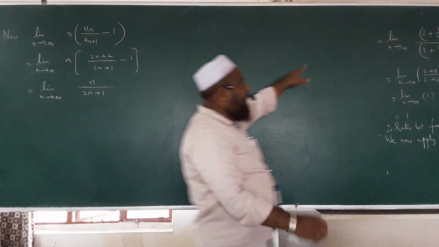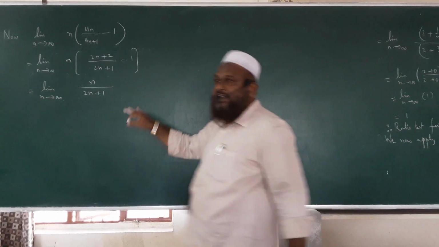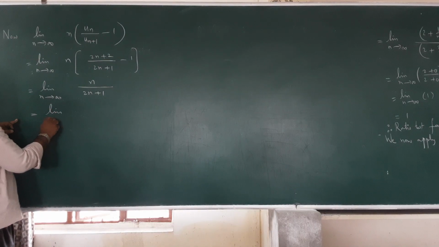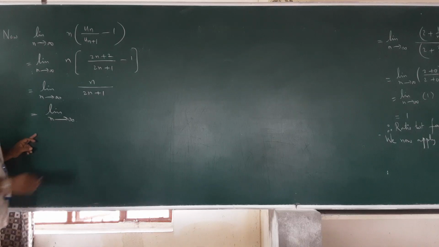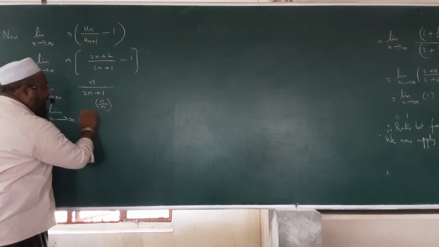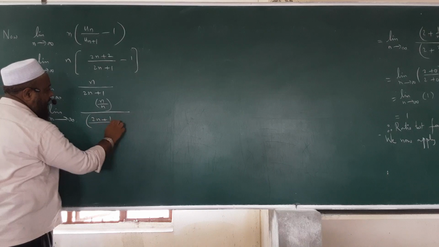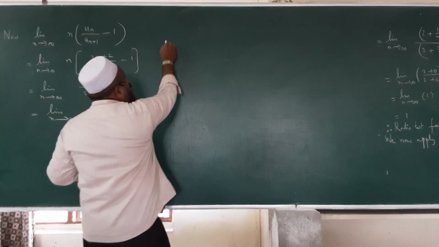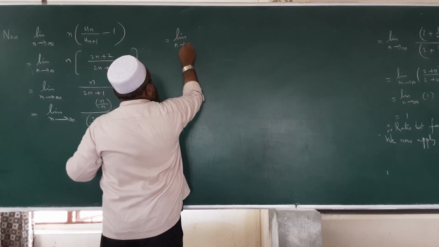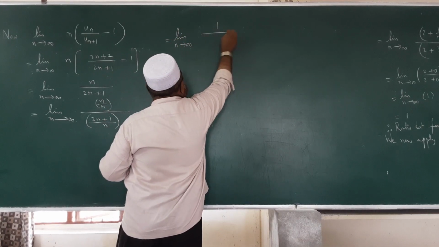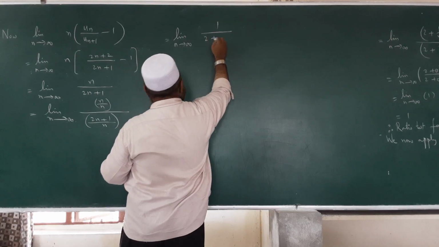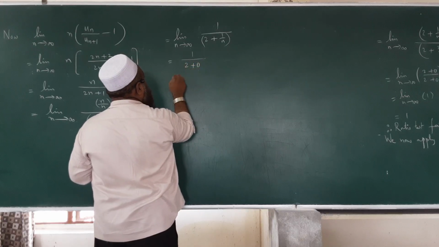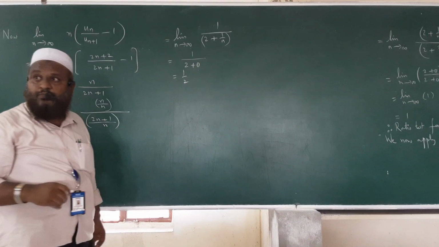Same style here as we have done. So we will divide with n. N by n by. So that is now equal to limit n tends to infinity 1 by 2 plus 1 by n. Very good. It is 1 by 2.